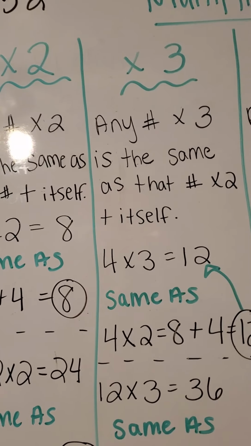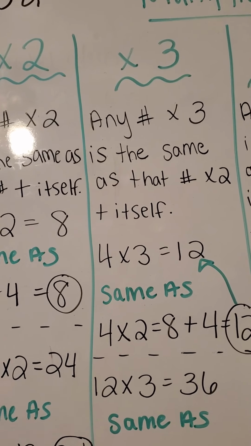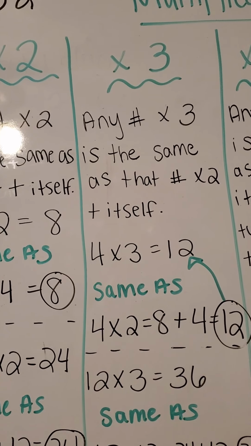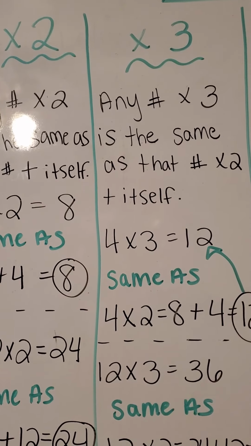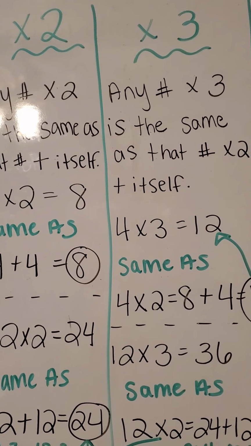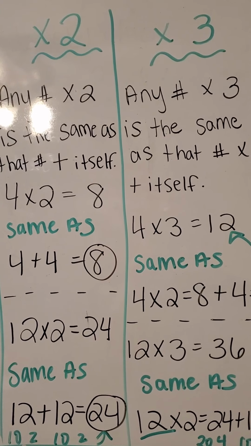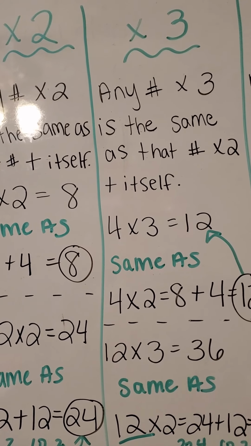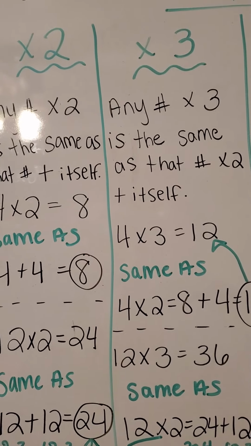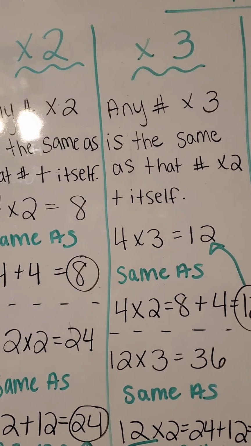All right, times 3. Any number times 3 is going to be the same as that number times 2 plus itself. So if you can add that number, like 4 plus 4 equals 8, and then you add 4 more, you know that 4 times 3 equals 12. And that's an easy way to think about it.